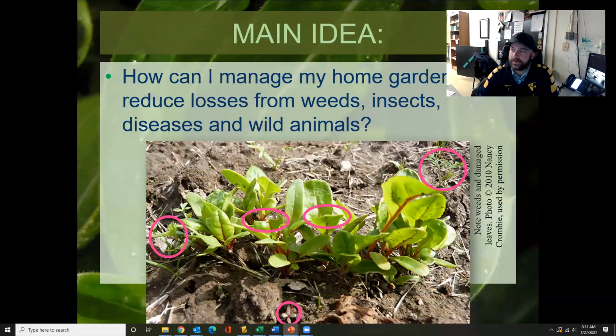Today we're going to talk about controlling home garden pests. Our main idea here: how can I manage my home garden to reduce losses from weeds, insects, diseases, and animals?